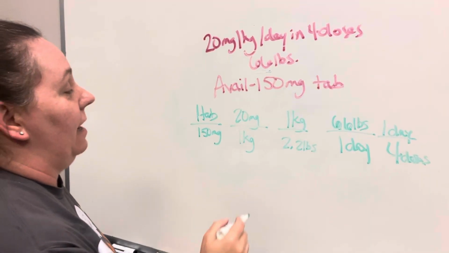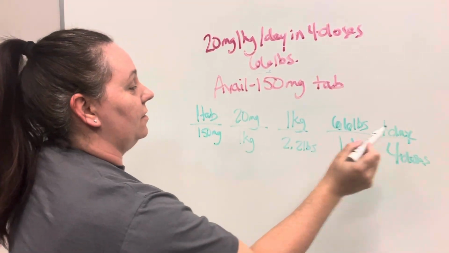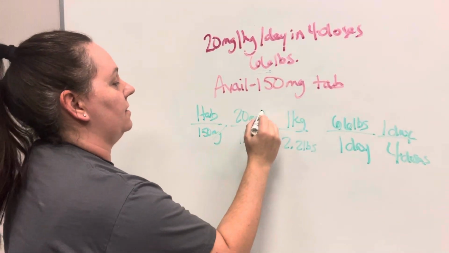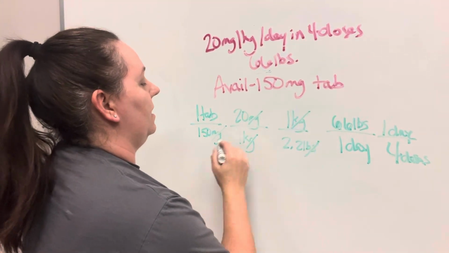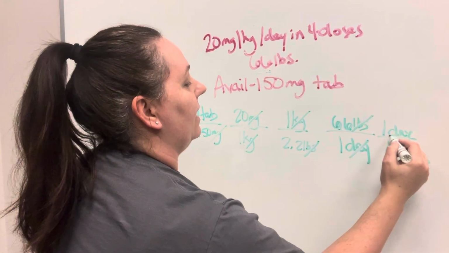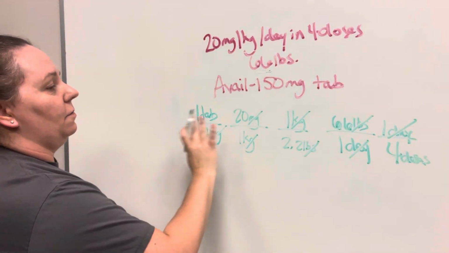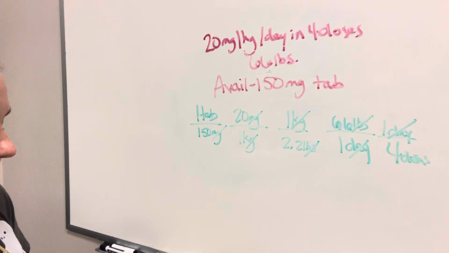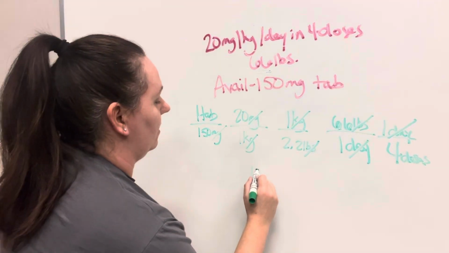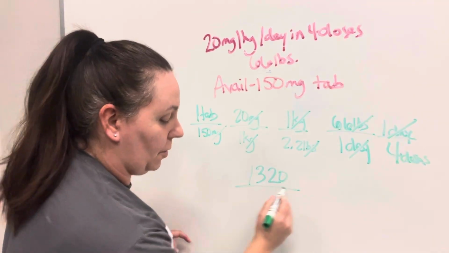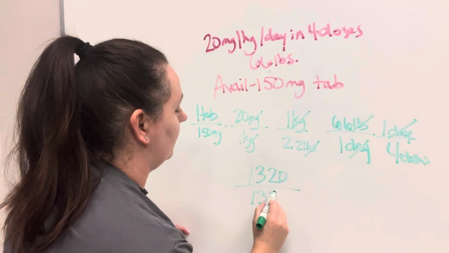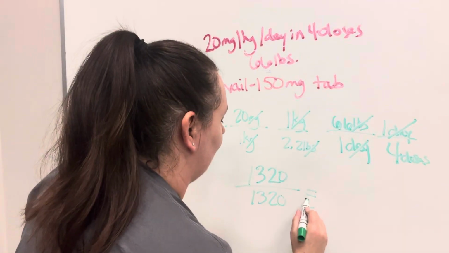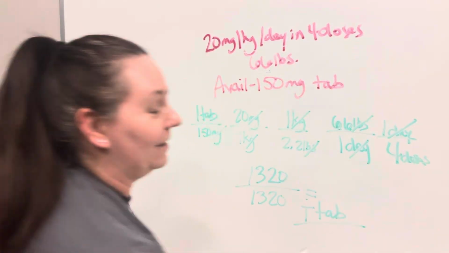So now we're just going to multiply all the way across the numerator and all the way across the denominator to get our answer, because all of these, the milligrams, the kilograms, the pounds, and the day, are all being canceled out. So we'll have our numbers and our tablet for dose. So when we multiply that across the way, it's going to be 1320 over 1320. So we're going to give 1 tablet. That was a lot of work for 1 tablet, wasn't it?